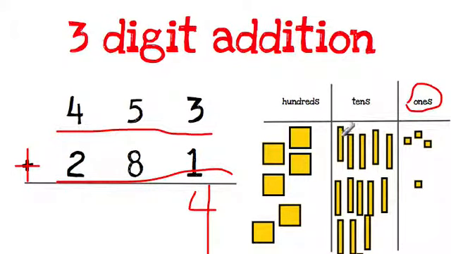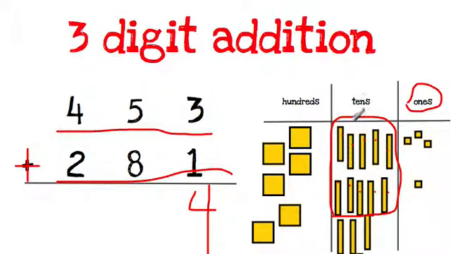Then I count my tens. 1, 2, 3, 4, 5, 6, 7, 8, 9, 10, 11, 12, 13. I can't write 13 in the tens column. I have 2 digits, so I have to regroup. I count 10 tens. 1, 2, 3, 4, 5, 6, 7, 8, 9, 10. I circle my 10 tens up.